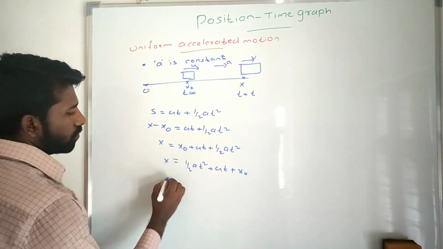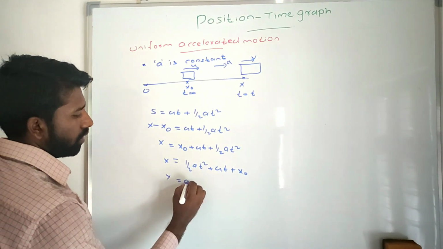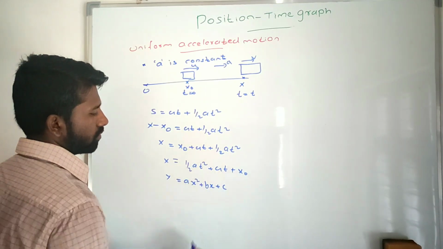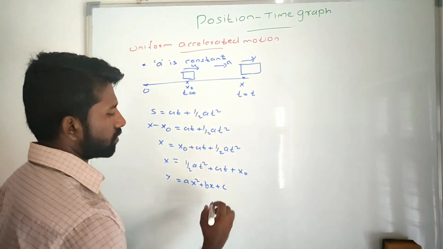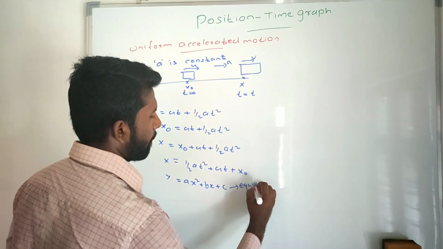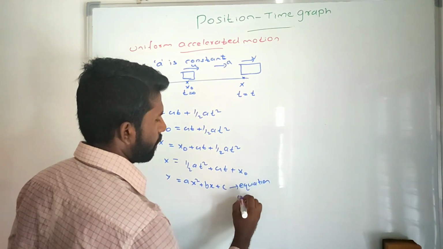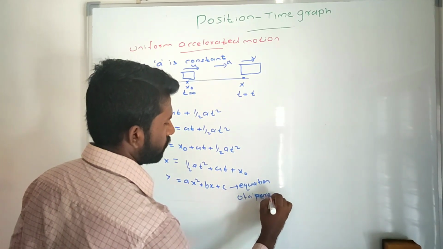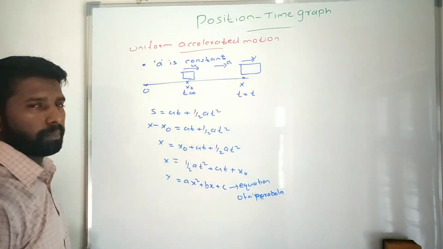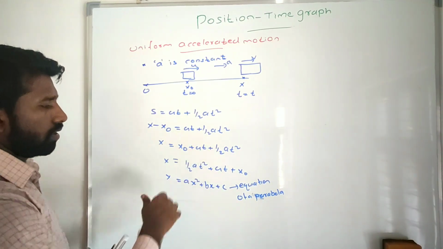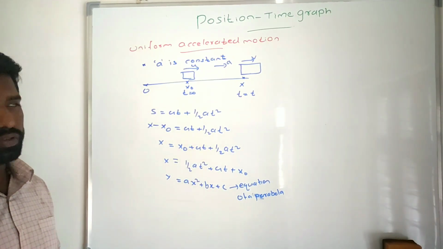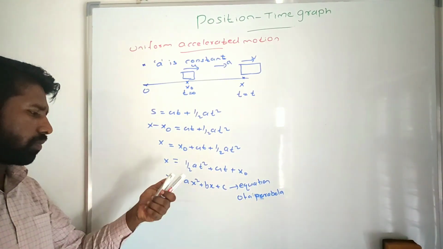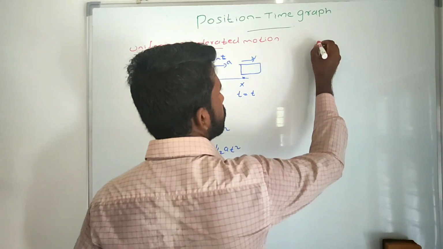This equation is similar to what? y is equal to ax square plus bx plus c. This is the equation of a parabola. You just check it, these two equations are similar. So the uniform accelerated position-time graph is a parabola. Now we can draw it.